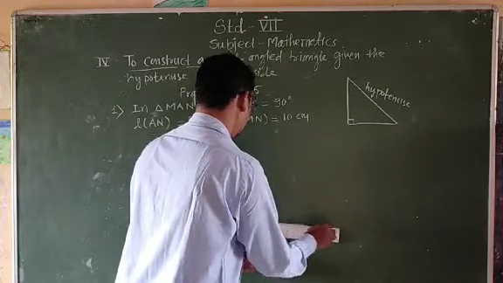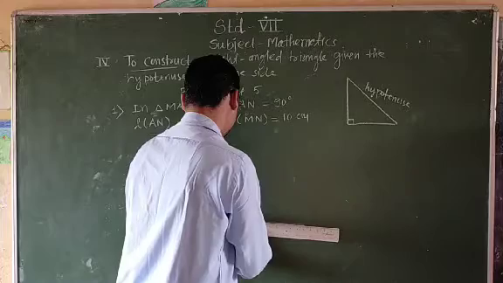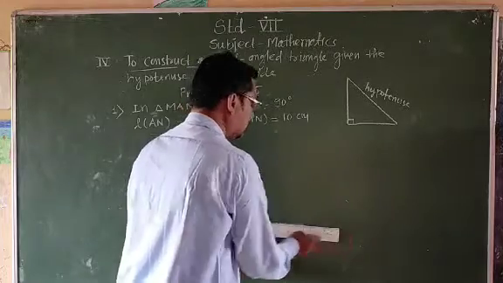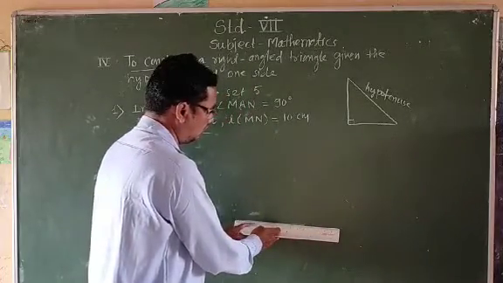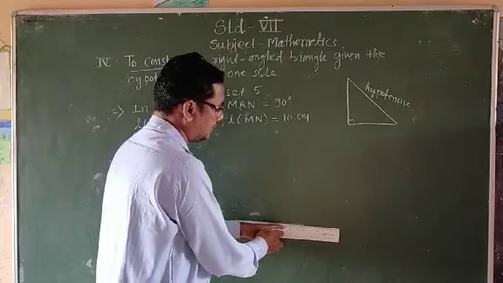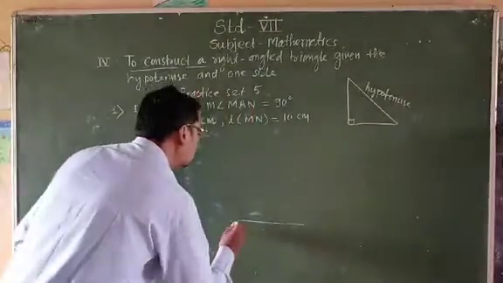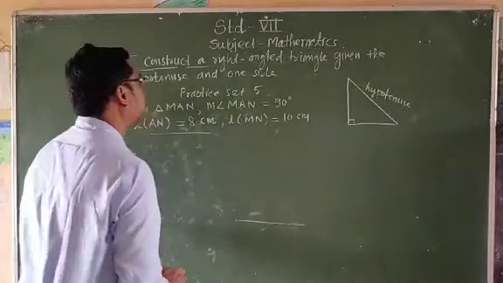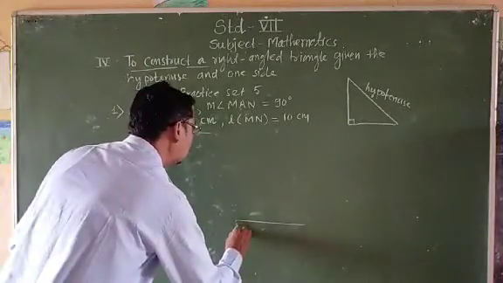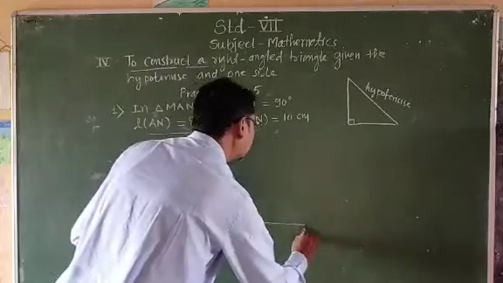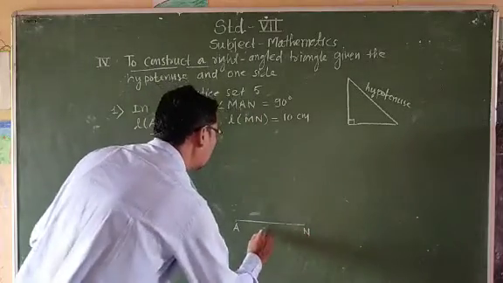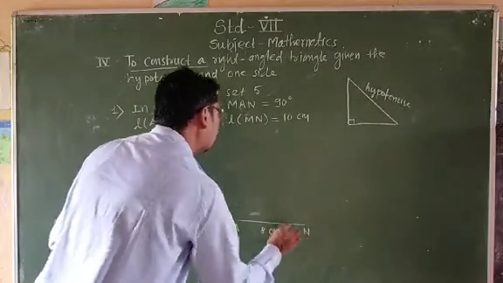Okay, this is a segment that is 10 centimeter. Look here. 1, 2, 3, 4, 5, 6, 7, 8, 9, 10. Okay. So this is AN. That is an 8 centimeter. Okay.